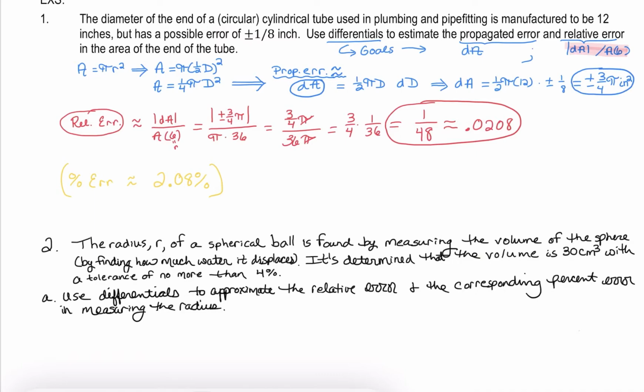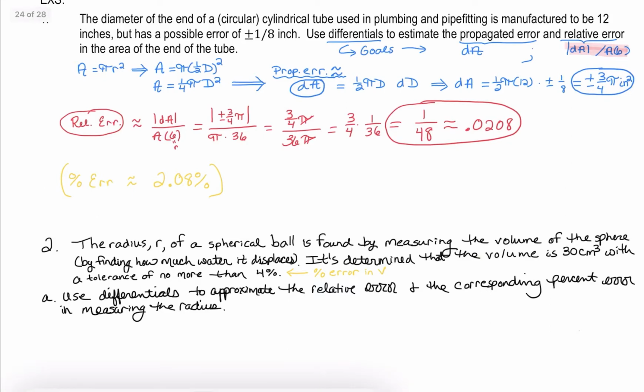So the tolerance in the volume. Basically what is being given right here is our percent error in the volume. So that 4% is the percent, and 0.04 is the relative. All right, we'll come back to that later. Use differentials to approximate the relative error and the corresponding percent error in measuring the radius.